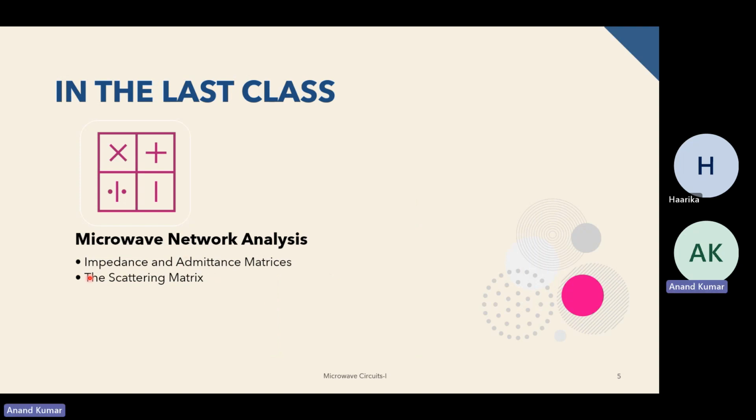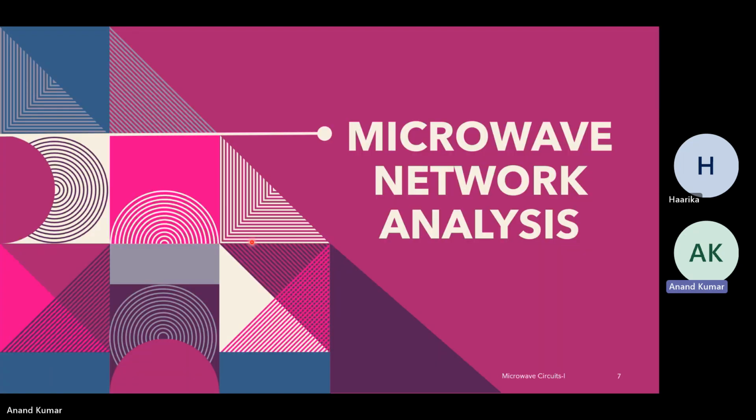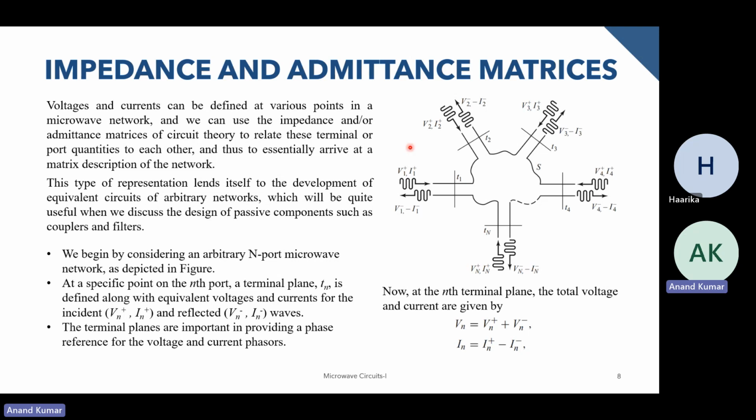In the last class, we discussed the impedance and admittance matrices and the scattering. We started with the scattering matrix. So we saw what the scattering matrix was. A few properties we'll see today. So starting with the recap, in the last class, we covered the impedance and admittance matrices.